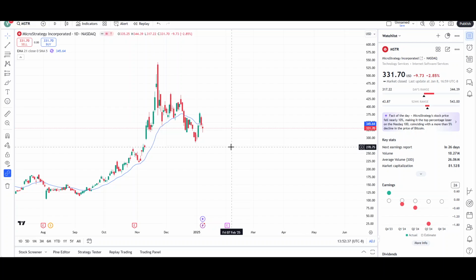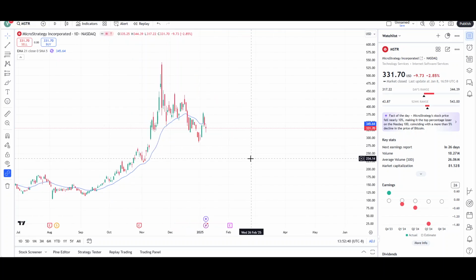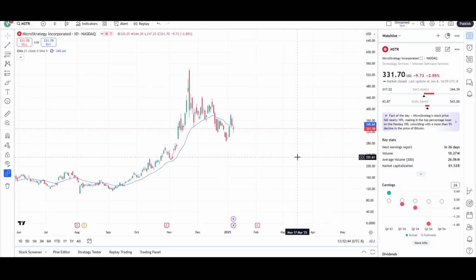Now let's take a look at another request, another comment, which was about has MicroStrategy topped already? I don't think so. I'll go over some long-term targets and I'll go over the reasons why technically that is a very low probability and most likely we will continue higher.